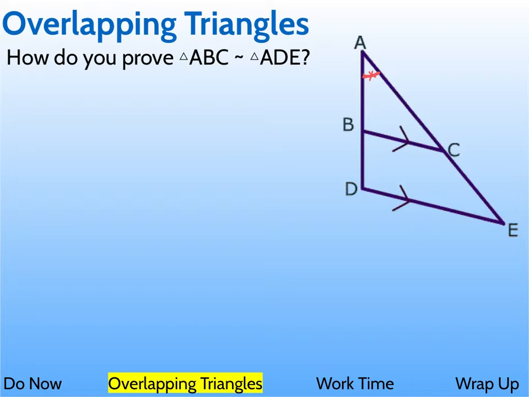Also, as long as we have parallel lines, that means the corresponding angles have to be congruent to each other. So right there is an angle, but don't forget there's actually two pairs of corresponding angles. And right there. So we know that all three angles of this little triangle right here are congruent to all three angles of this big triangle right here. So, boom, triangle ABC is similar to triangle ADE.